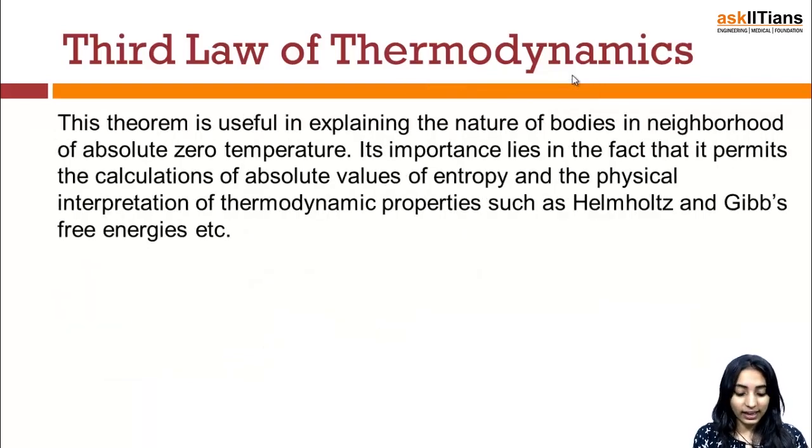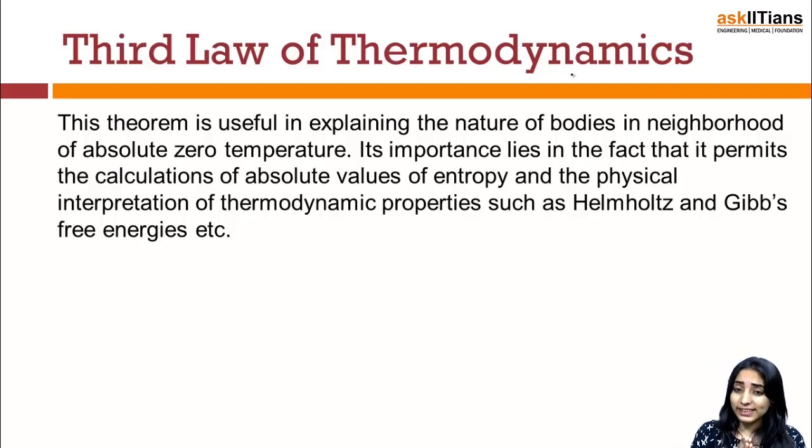So let us continue the discussion over the third law of thermodynamics once again. This theorem is quite useful in explaining the nature of bodies in the neighborhood of absolute 0 temperature. This is what I just explained in the previous slide. Suppose even at 1 Kelvin temperature, the molecules still possess some amount of energy, so they will be vibrating from their mean position, and hence they will have some amount of entropy associated with them. But as soon as you move from 1 Kelvin to even lower, 0 Kelvin, all the entropy, all the energy possessed will come to a halt, it will come to 0.